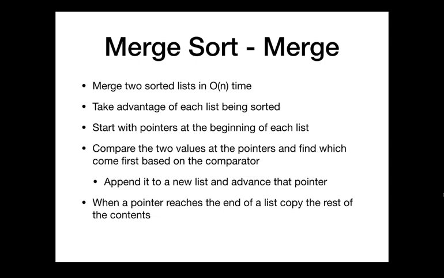We're going to compare those 2 elements, and whichever one comes first, that's the one we're going to copy to an output list, and then advance that pointer. We're going to keep comparing the 2 values that the pointers are looking at, and take whatever one comes first to copy it into the output list. Do that until we reach the end of one of the lists, and then copy everything from the other list over.